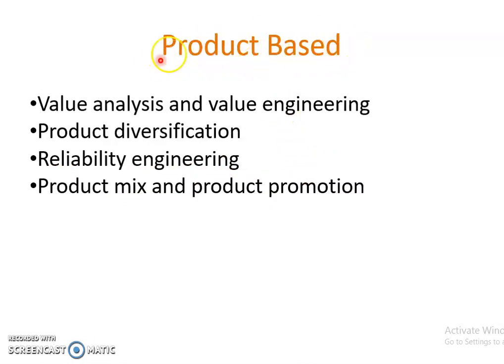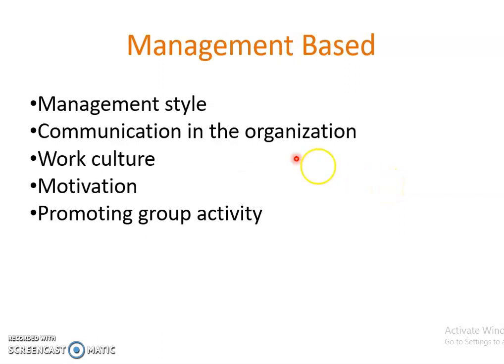Now product based value analysis, value engineering, again these tools are important for waste elimination. Then product diversification, this is again one more tool. Reliability engineering, product mix and product promotion. These tools directly and indirectly help for increasing the output. So if you look at the management based factors, it has direct impact on production in connection with the workers, management style, communication in the organization, work culture, motivation, promoting group activity, etc.